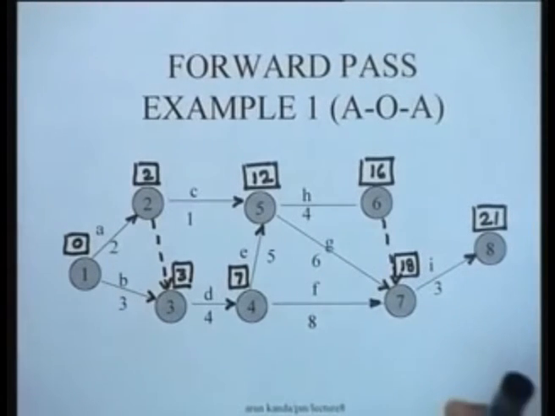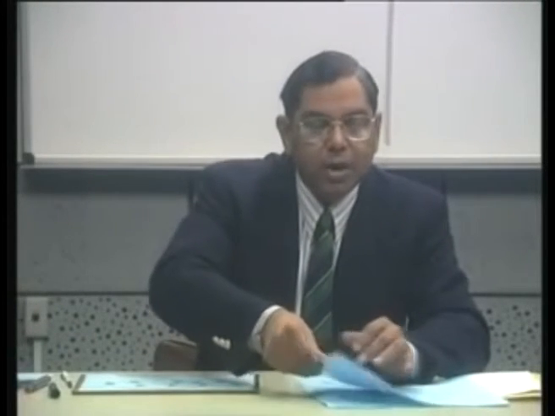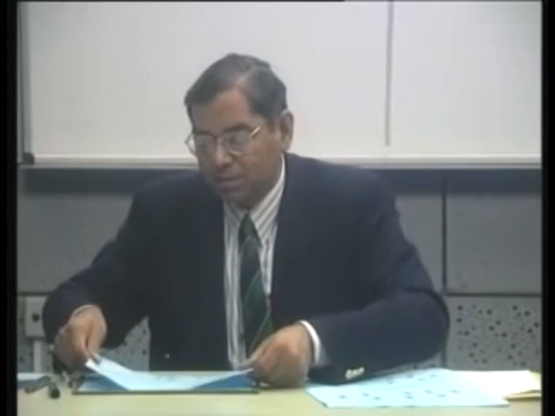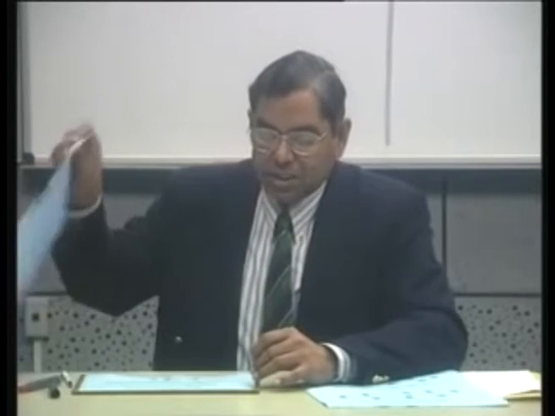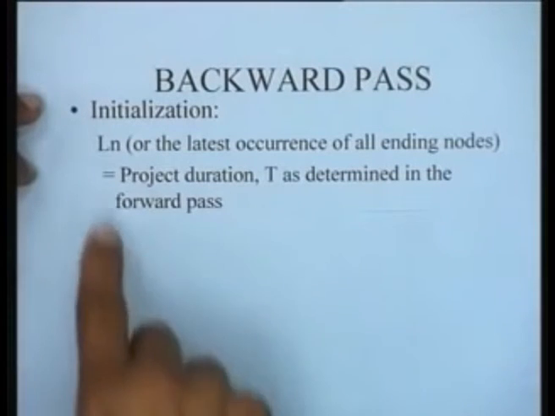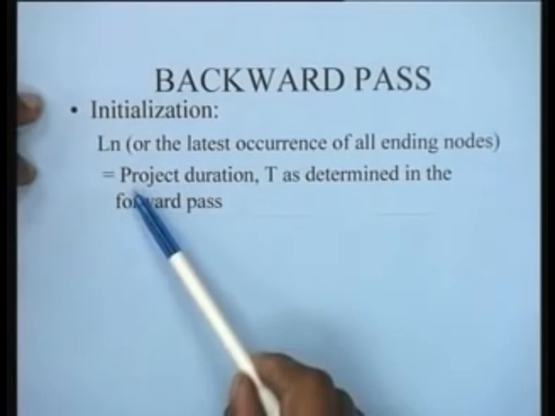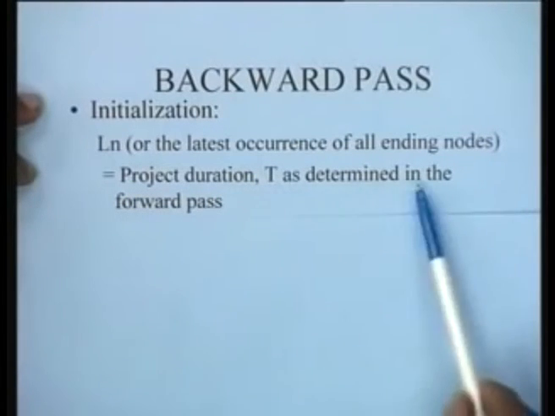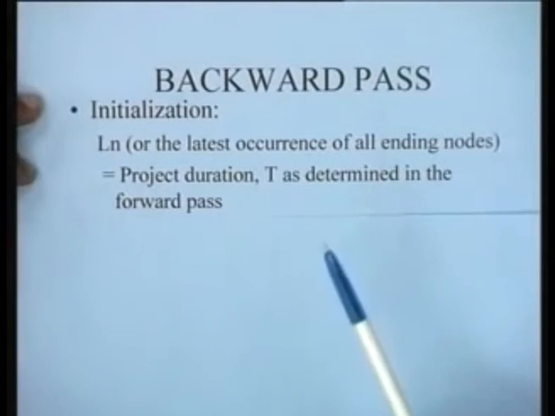Now let us see how we compute what is known as a backward pass. So let us first define the basic formulas for doing a backward pass. A backward pass also has an initialization step. The initialization step simply means that the latest occurrence time of the terminal node Ln is nothing but the project duration T as determined in the forward pass. So in the example that we were doing, the project duration was 21 days.